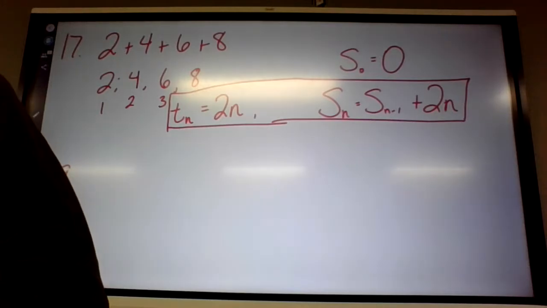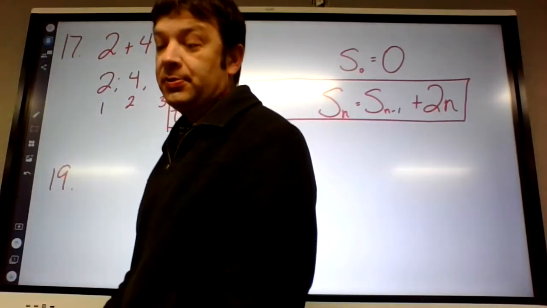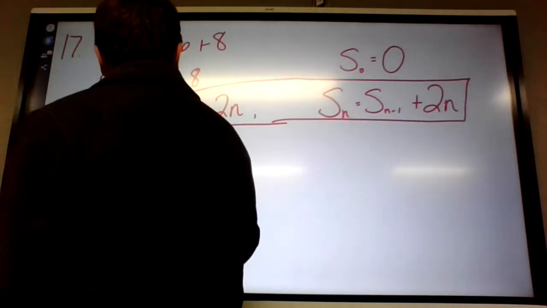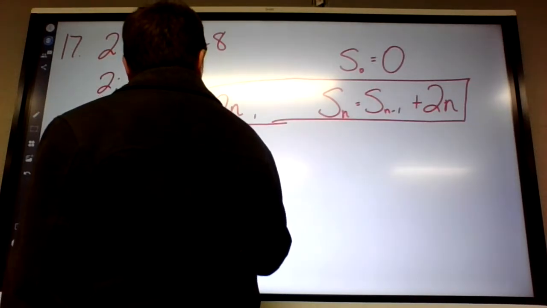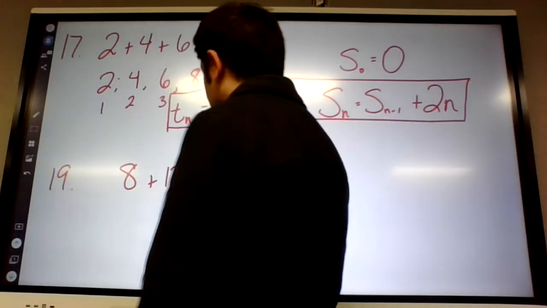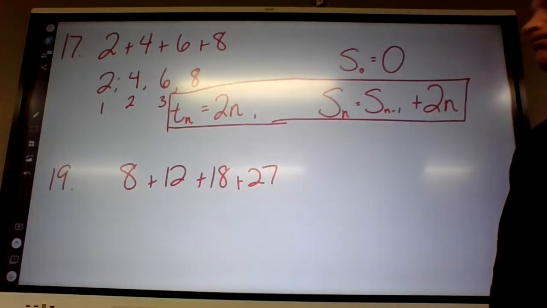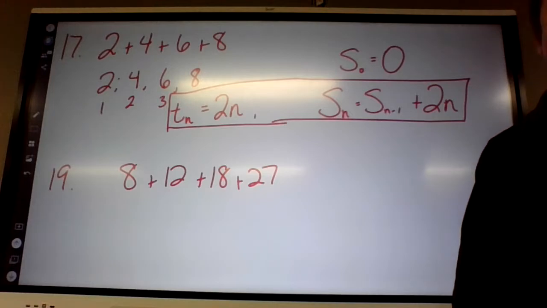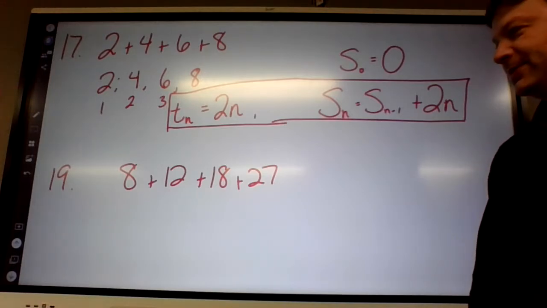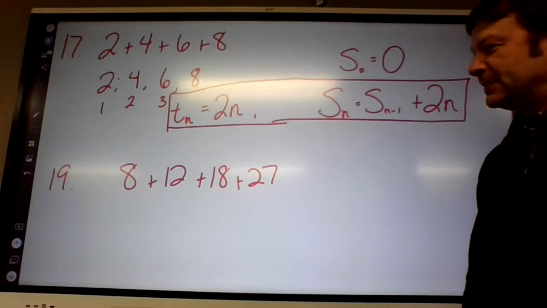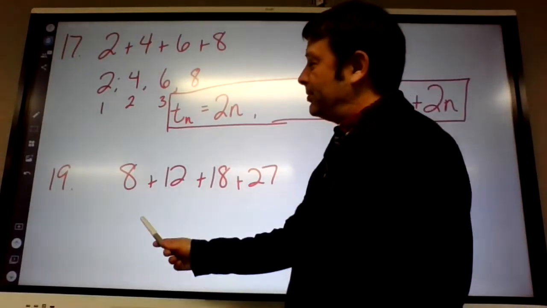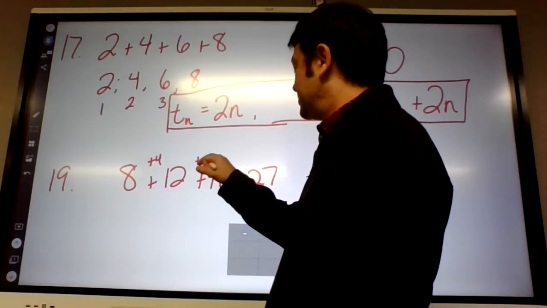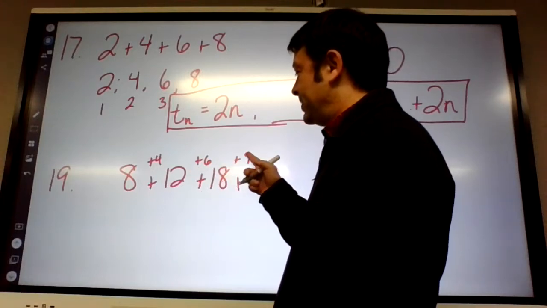All right. What is the pattern on number 19? 8, 12, 18, 27. Anybody see it? It's not an adding pattern. It's a multiplying pattern. Well, I looked at adding first. It was like plus 4 and plus 6 and plus 9. That's not really a pattern there.